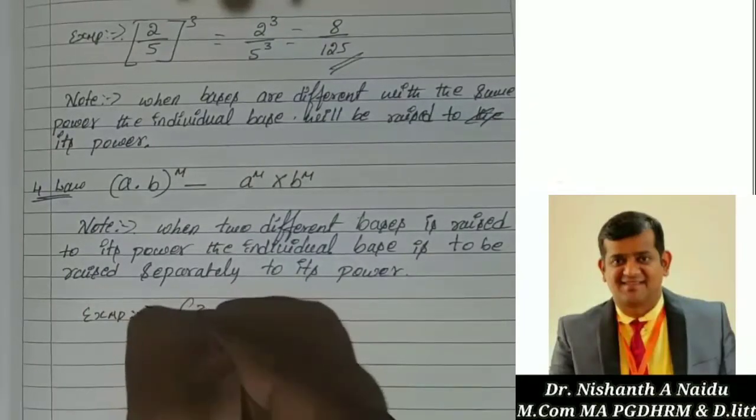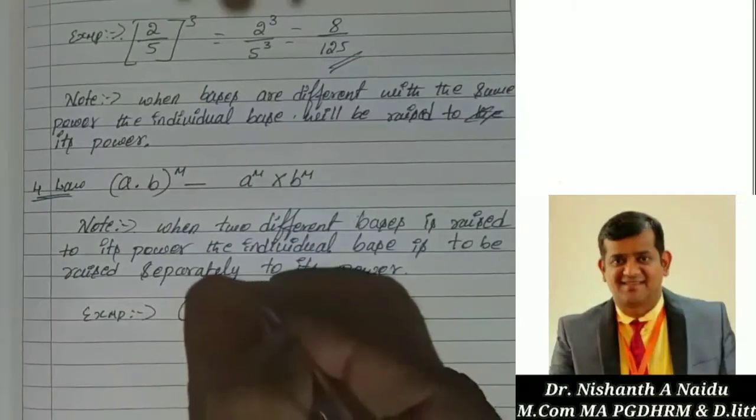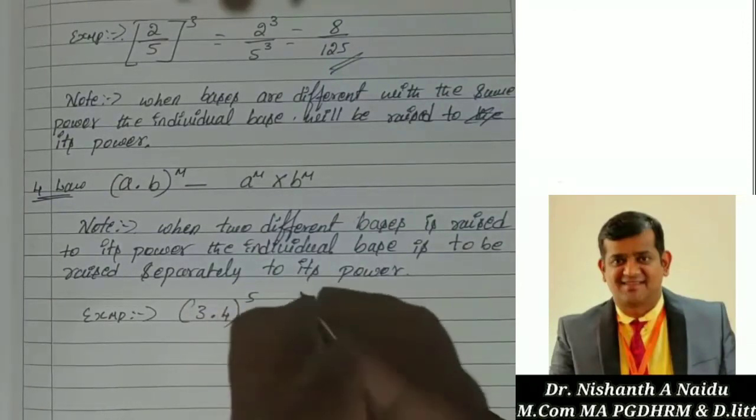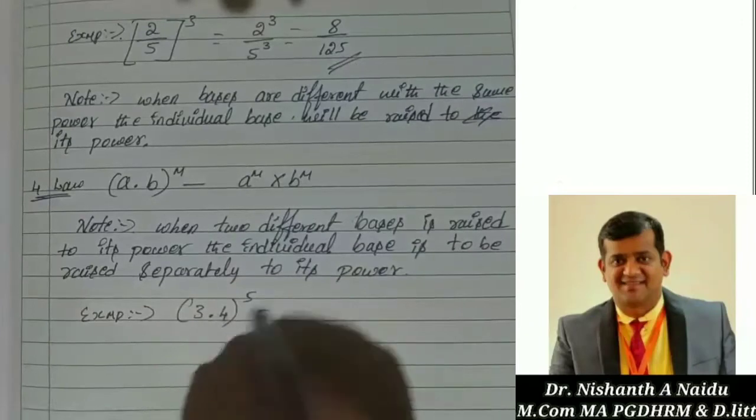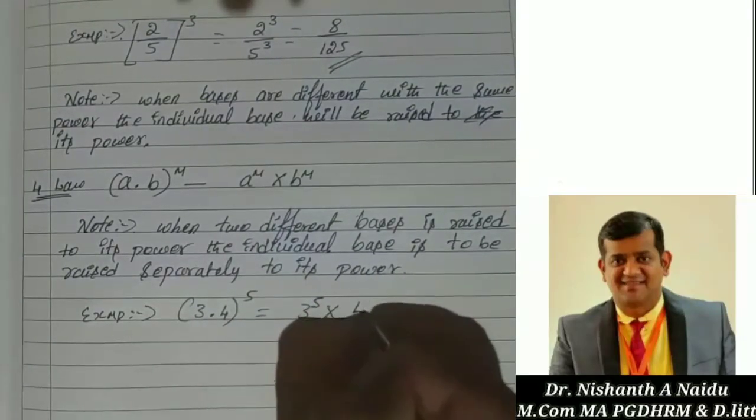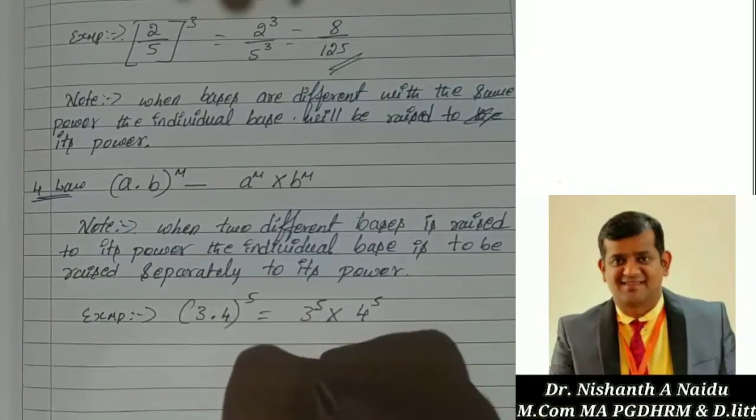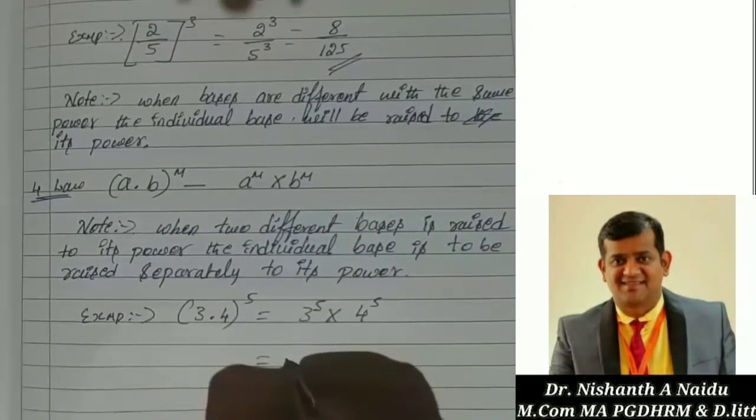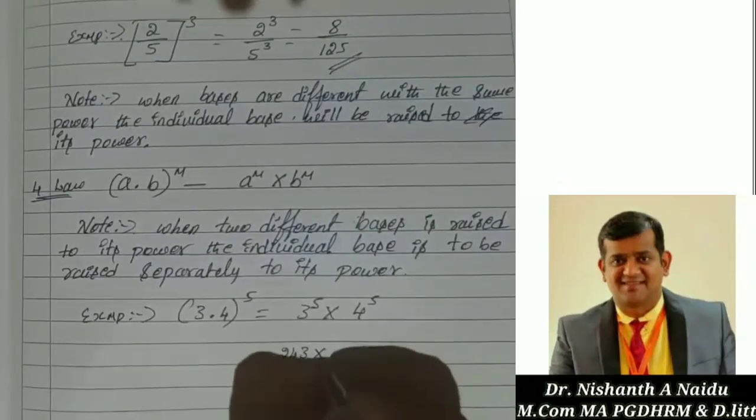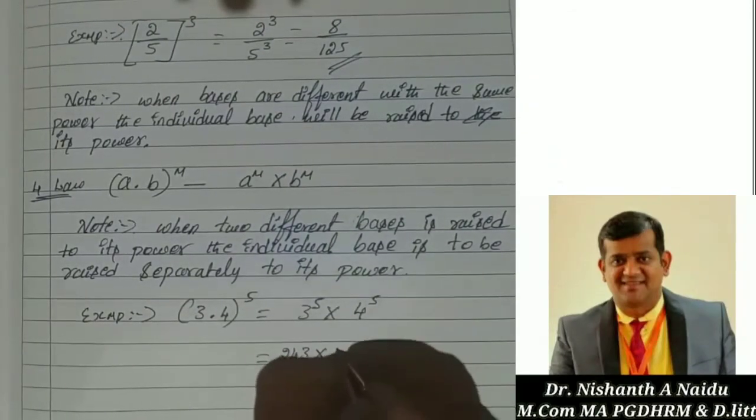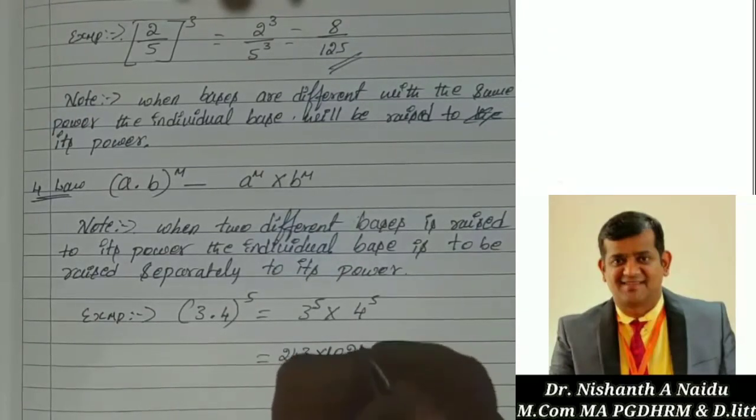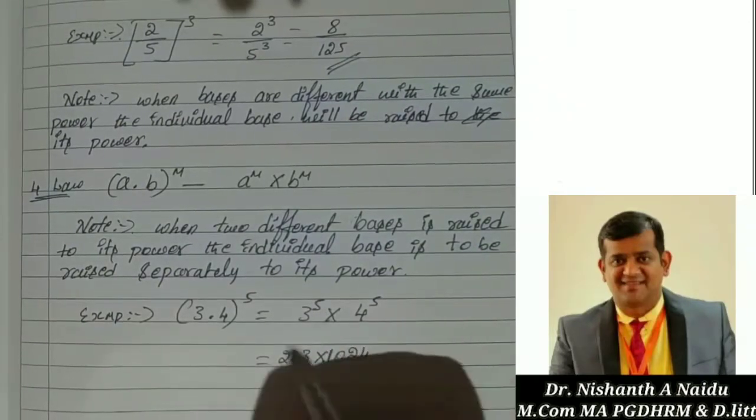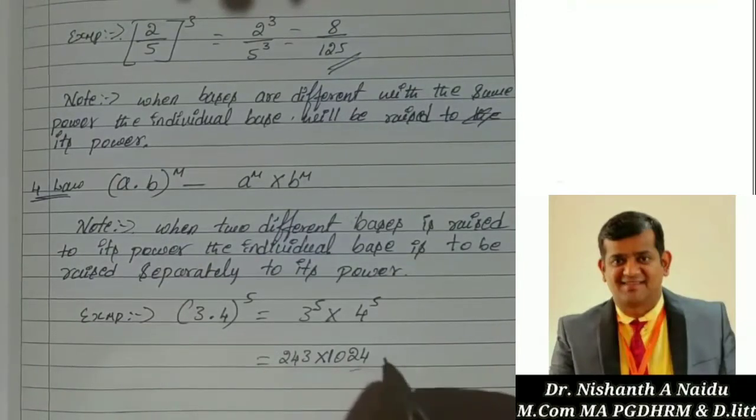Let us take 3 into 4 whole power 5. So if that is the case, how do I convert here? A to the power m, b to the power m. So 3 to the power 5 into 4 to the power 5. Now find the answer. 3 to the power 5 is 243, and 4 to the power 5 is 1024. That means 4 into 4 into 4 into 4, 5 times, and 3 into 3 into 3 into 3 into 3, 5 times. So you get the answers 243 and 1024 separately.